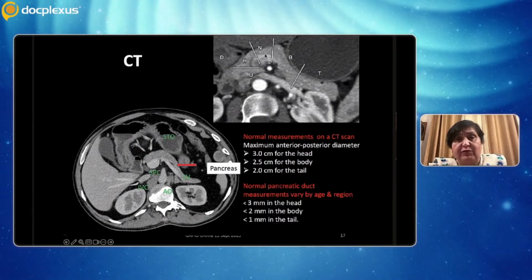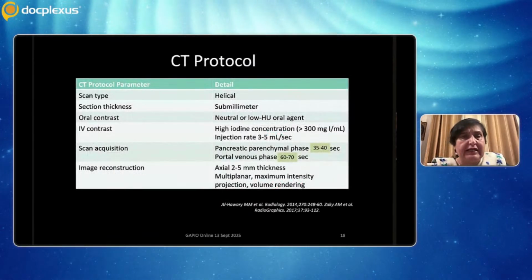And these are the areas where it is taken: the head, the body, that's the neck there, and that's the tail. The normal pancreatic duct measurements vary by age and region, and they should be less than 3 millimeters in the head, 2 millimeters in the body, and 1 millimeter in the tail.